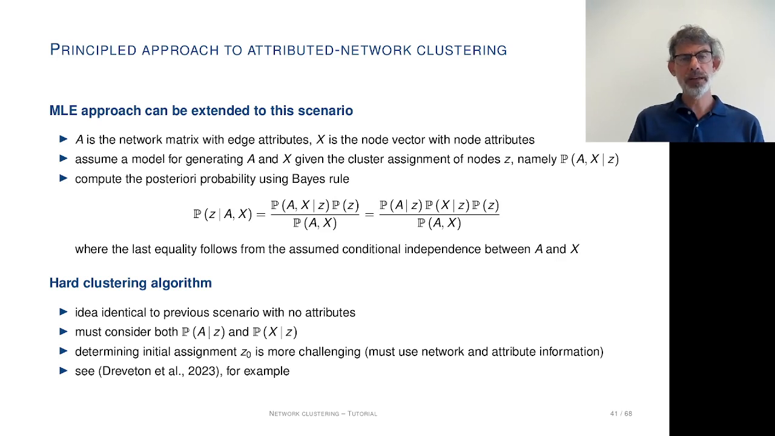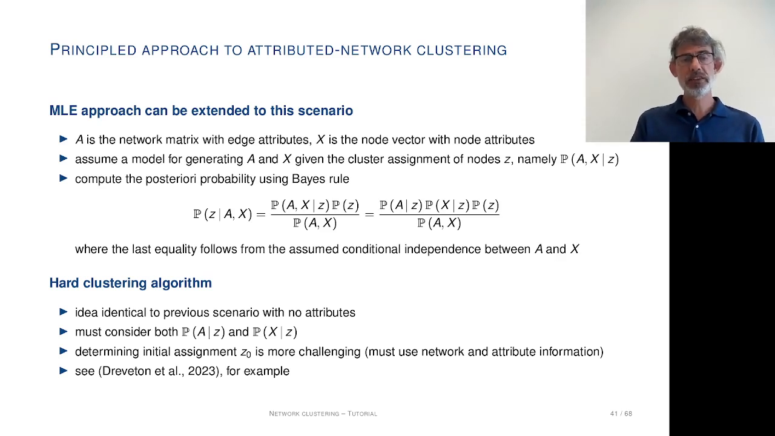Along with the matrix A, which encodes the relationship between the nodes, we have the attribute vector X, which encodes the attributes of every node. So let's assume that we have a model for generating A and a model for generating X given the cluster assignment Z, namely P of A comma X given Z. We can compute the a posteriori probability using Bayes' rule as we did before, and the last equality here follows because we're assuming conditional independence between A and X. So both the network edges and the node attributes are conditionally independent given the assignment Z.